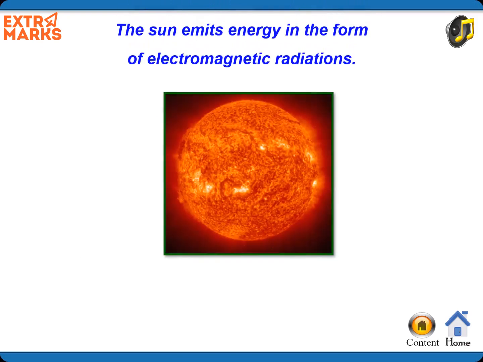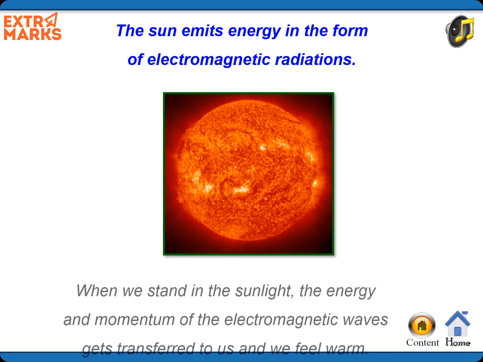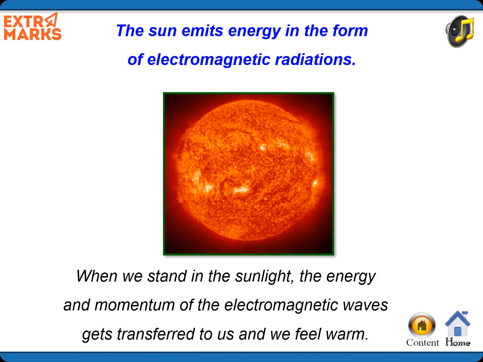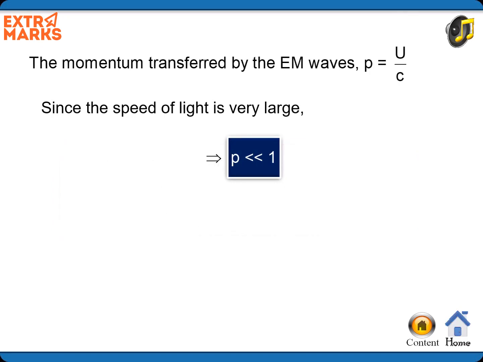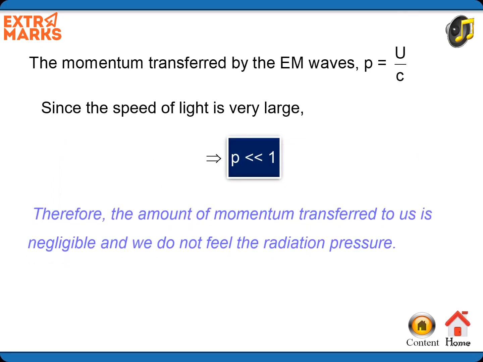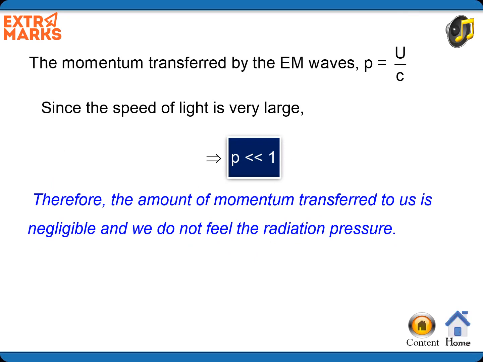The sun emits energy in the form of electromagnetic radiations. When we stand in the sunlight, the energy and momentum of the electromagnetic waves get transferred to us and we feel warm. But why don't we feel any additional pressure due to the radiation when momentum is transferred from electromagnetic waves to us? The reason is that the speed of light is very large. Therefore, the momentum transferred to us is negligible and we do not feel the radiation pressure.